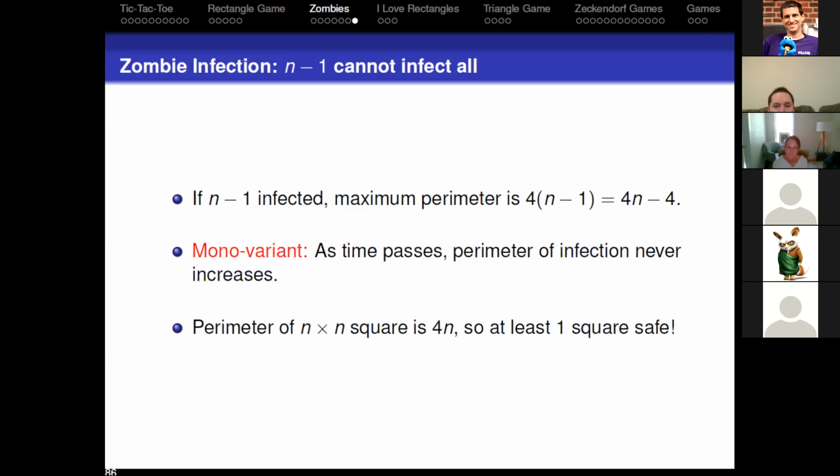Is it possible there's only one square that's safe? So could I have like a 5 by 5 board with just one cell safe?